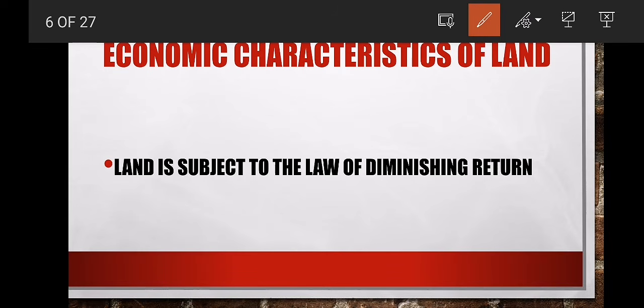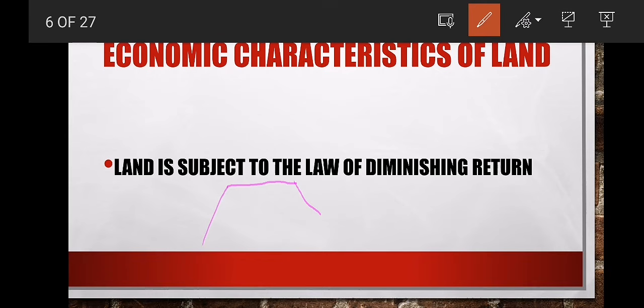the yield of the land will start to increase. When the farmer continues to add more production factor, the yield will reach a maximum production potential whereby now the production becomes constant. And when the farmer continues to add that production factor, then the production will start to decrease.